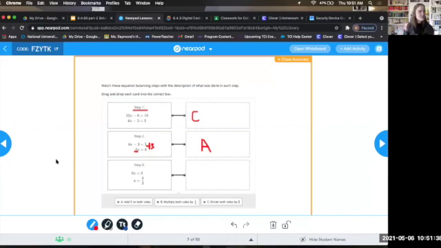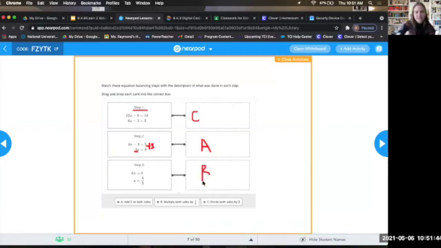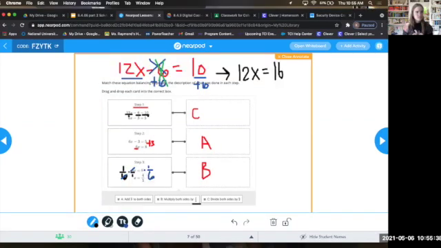Oh, Mihaela, I think you might have cut out. That's okay. Yeah, this last one is going to be b then, multiply both sides by 1/6. So that's what we're going to do.